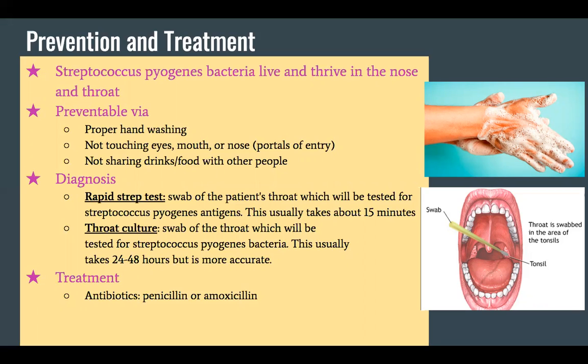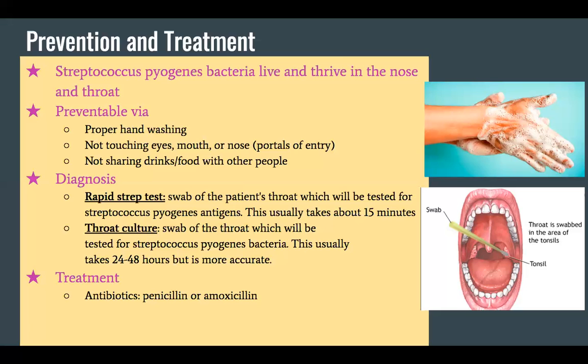So it's important that you prevent it in the correct ways. If you don't have the disease, you can prevent it by proper hand washing, not touching your eyes, mouth, or nose, and not sharing drinks or food with other people. So for proper hand washing, if you were to touch a surface that had droplets of the disease on it, that could keep you from then moving the bacteria into your portals of entry or mucous membranes, which would allow it to get into your body, and then that's how you would get sick.